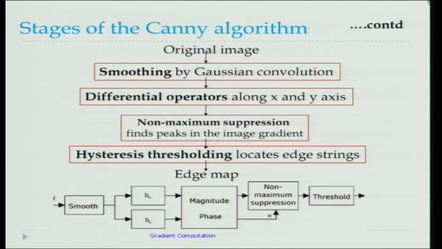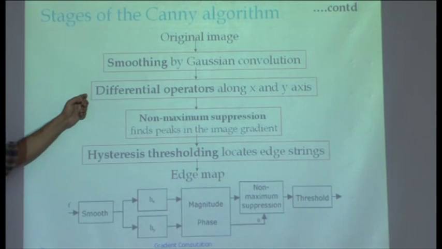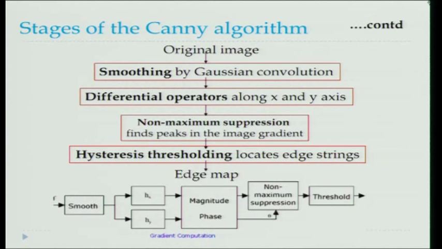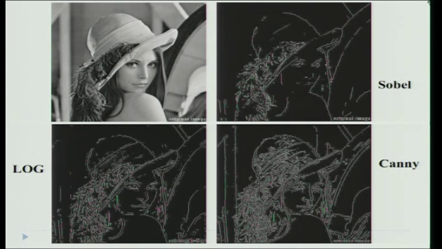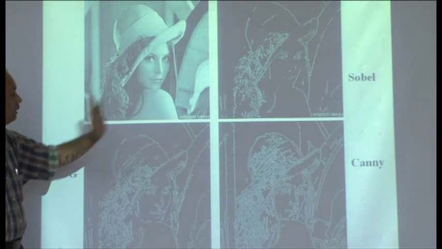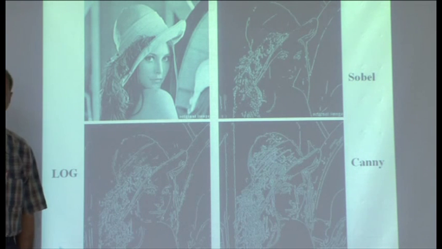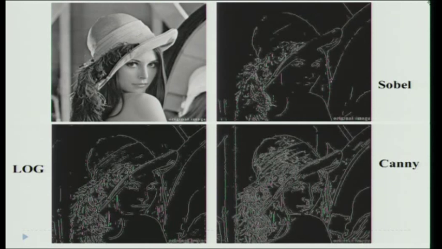So, this is the overall algorithm. First smoothing, then the differential operator you have taken, then you have considered non-maximum suppression, and finally hysteresis thresholding. That one is the Sobel, and you see that the Sobel looks very neat and clean, but a lot of edge breaks are there, but it is not the case with the Canny.